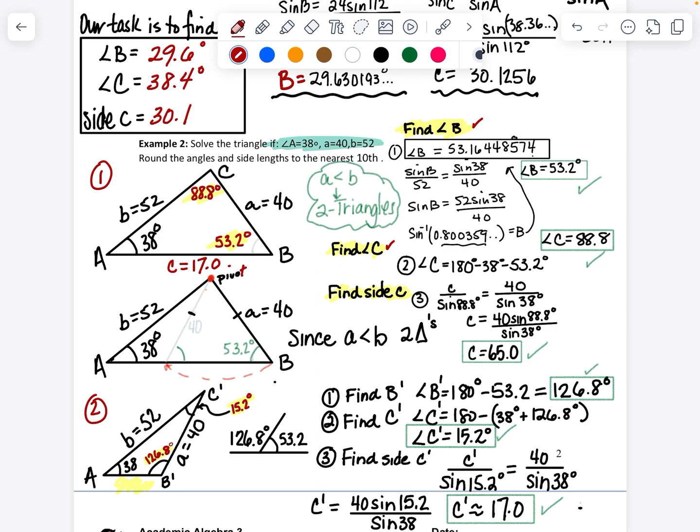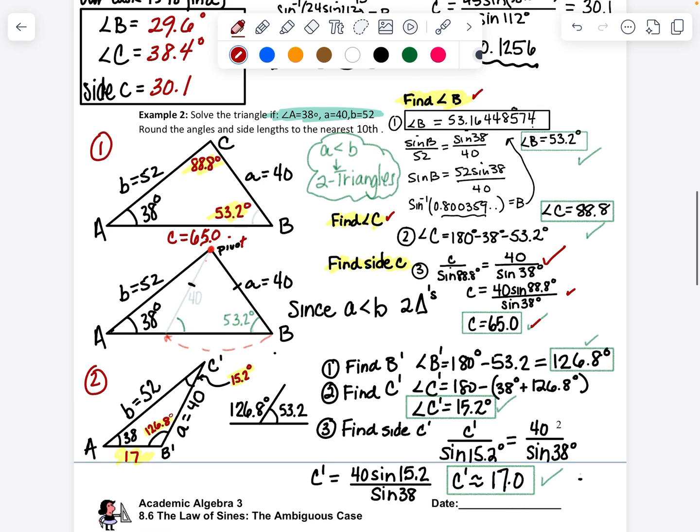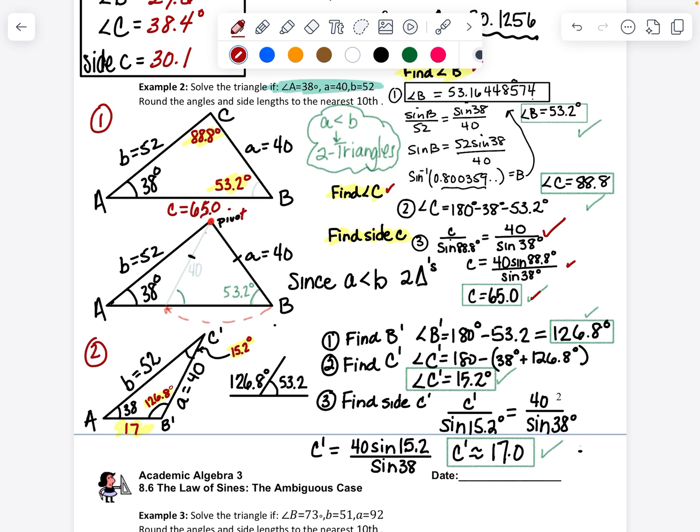And then part 3 is I'm going to find side C. When I find side C, I again use the law of sines, but I'm putting the sides in the top and the sine of the angles in the bottom. You can see where I work this out here. I get C is equal to 65. I think I have 17 there. I'm going to make that 65 here. 17 is down here, but 65.0, we'll write that as, okay. All right, so 65.0. And now I have all the information for the first triangle.